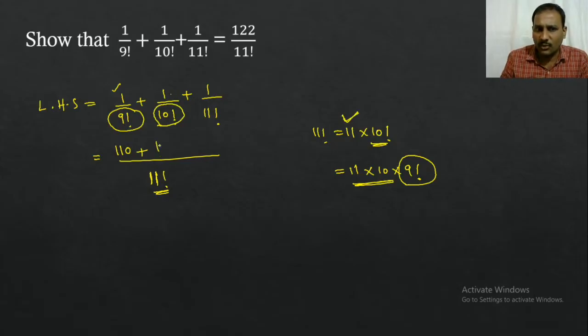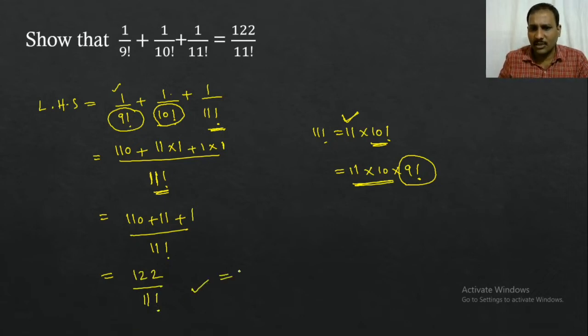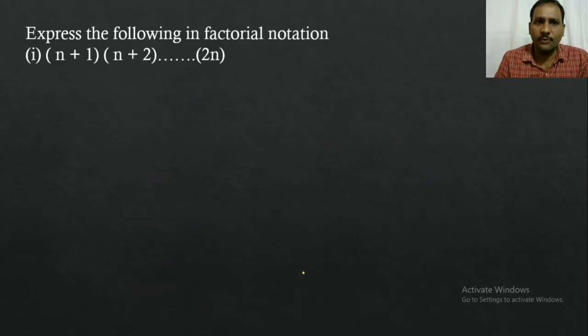Therefore 11 into (1 plus 1/11 factorial). So 11 into 10 plus 11 plus 1 by 11 factorial. If you simplify, 11 plus 1 is 12, plus 110, that is 122 by 11 factorial, which is equal to the RHS. That ends the proof.